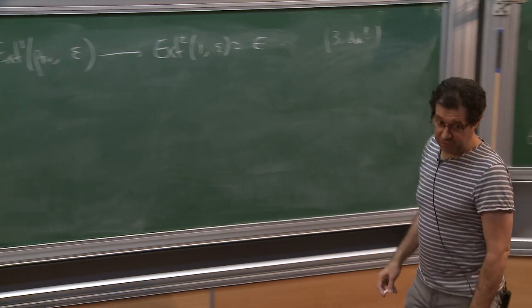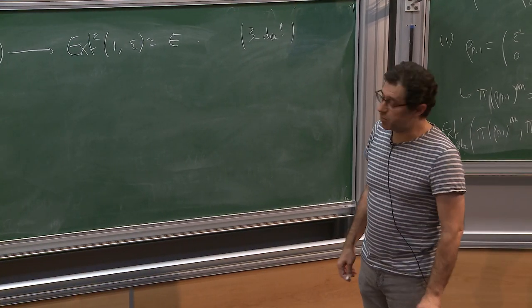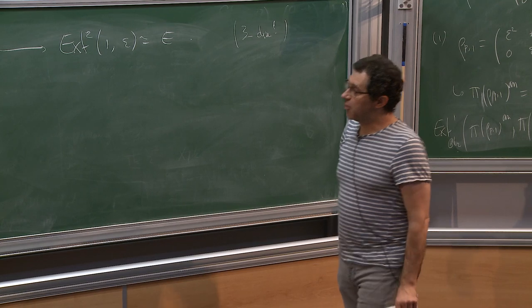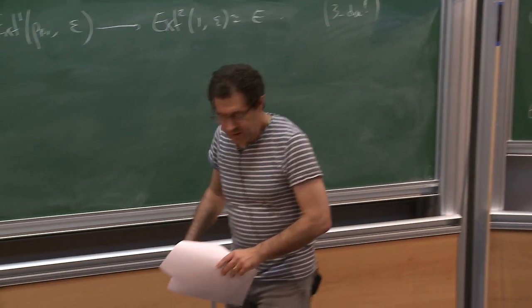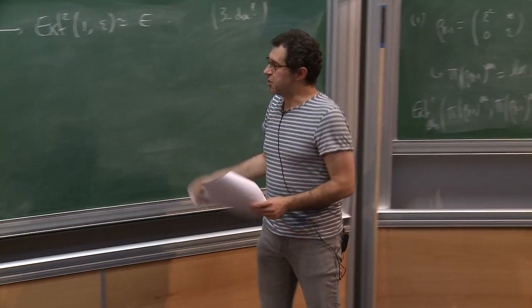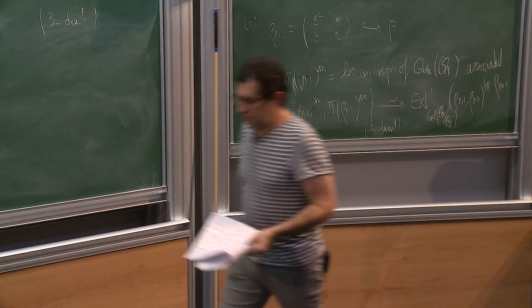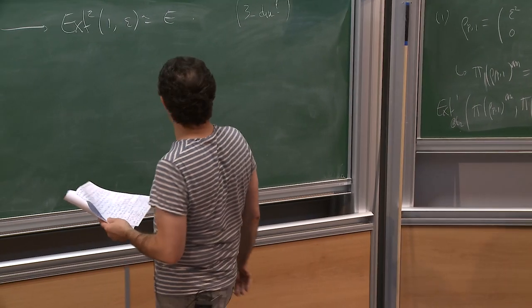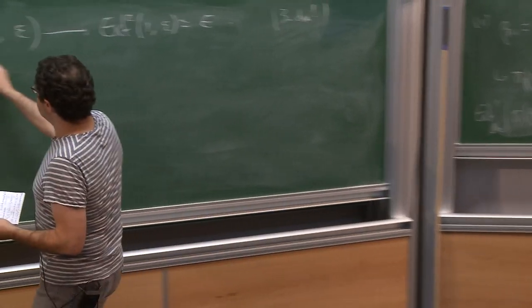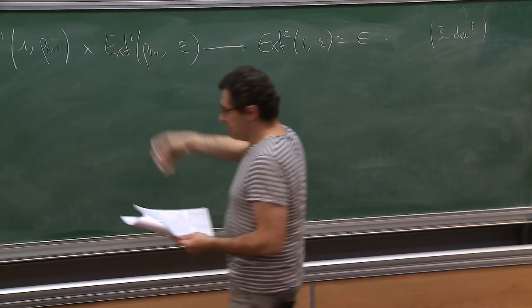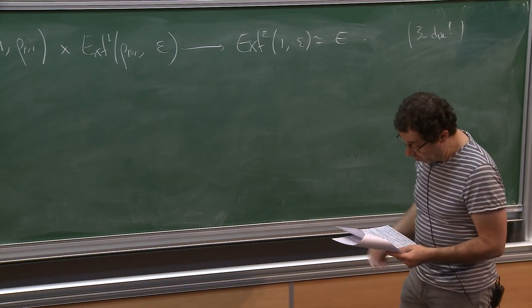over the Robba ring. By the way, phi-gamma modules over the Robba ring were first introduced by Fontaine a long time ago, then Cherbonnier worked on this, and then the whole theory was worked out by Cherbonnier, Colmez, Kedlaya, Berger, Liu, and many other people. In any case, you can always replace a Galois representation by its phi-gamma module over the Robba ring.